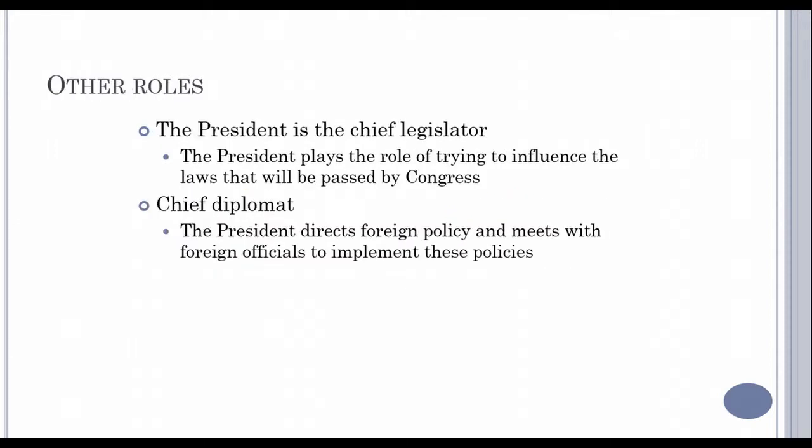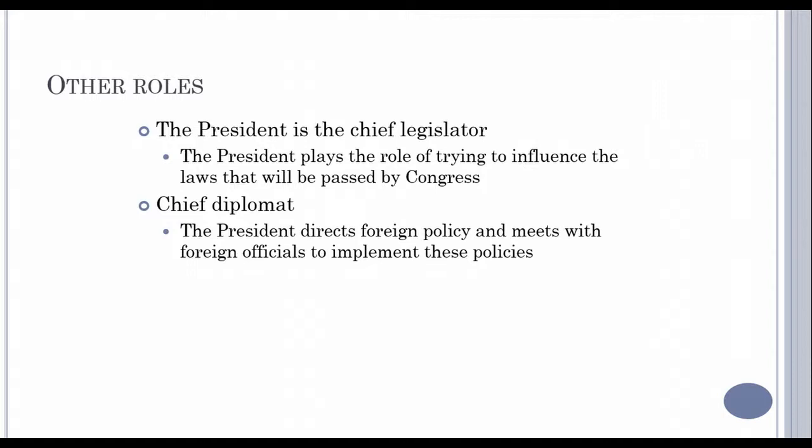Alright, other roles. The president is the chief legislator. The president plays the role of trying to influence the laws that will be passed by Congress. Once again, that does not mean that Congress is going to do everything that the president wants, because that very rarely, if ever, happens. But the president is going to try and influence what's happening in Congress, and they're going to provide ideas, and they're going to draft their own legislation, and then try and get legislators to sponsor that within Congress.